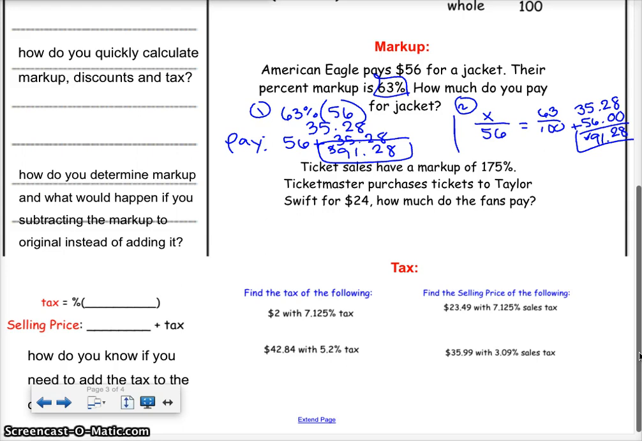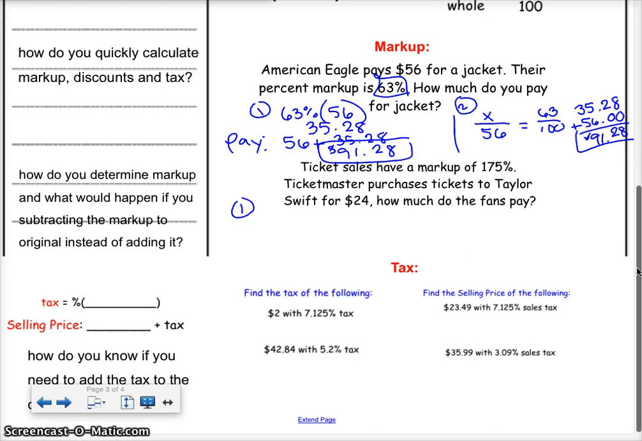Ticket sales have a markup of 175%. Let's say that Ticketmaster purchases tickets to Taylor Swift for $24 a piece. How much will the fans pay? Two strategies. Now you don't have to write both of these strategies down. Now that I showed you both, you write the one you like down. Okay? I'm going to do both though.